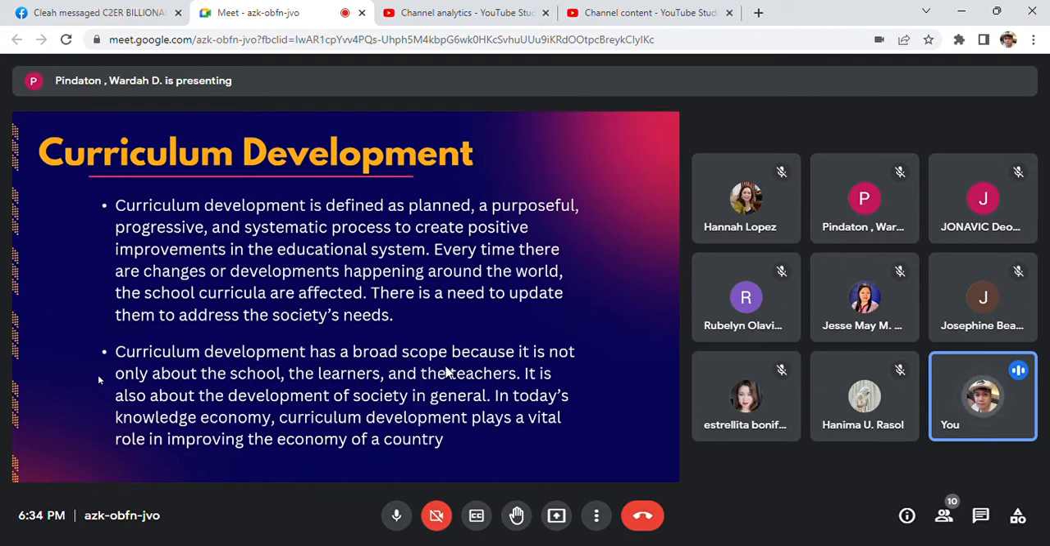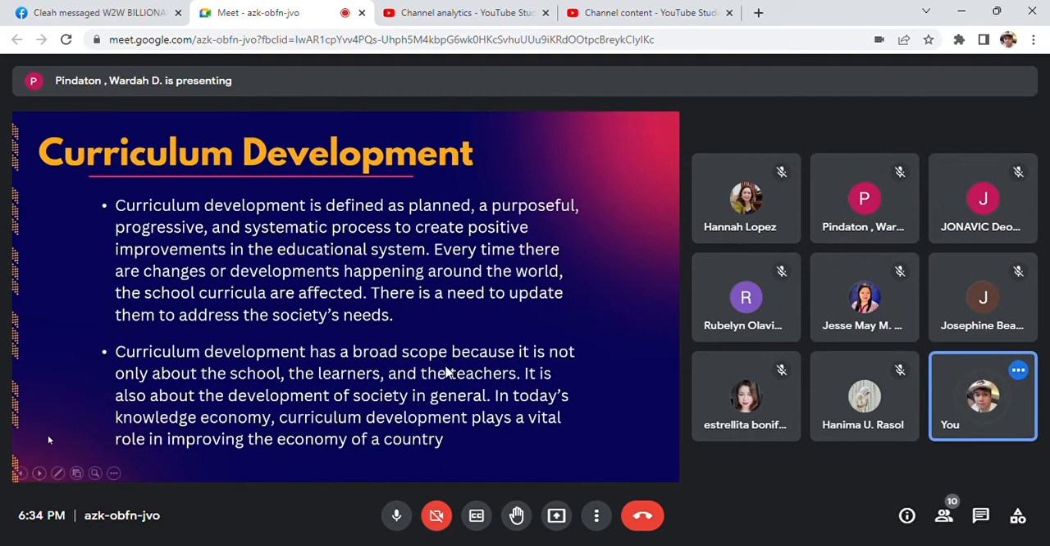Curriculum development has a broad scope because it is not only about the school, the learners, and the teachers. It is also about the development of society in general. In today's knowledge economy, curriculum development plays a vital role in improving the economy of a country. It also provides answers or solutions to the world's pressing conditions and problems, such as environment, politics, socioeconomics, and other issues of poverty, climate change, and sustainable development.